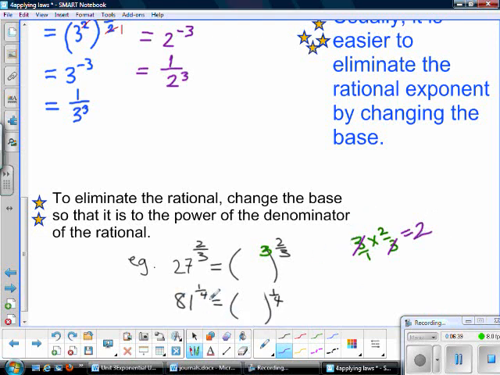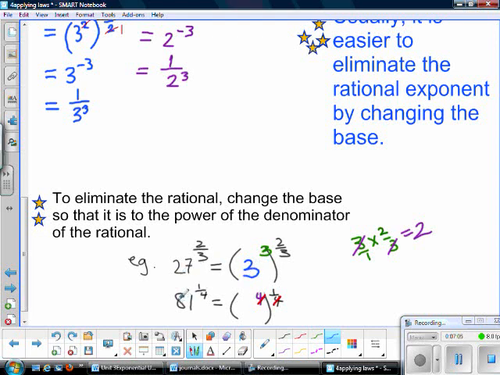So the same thing is true here. What do I want to change 81, the base, to, so it's to the power of 4? Because if it's to the power of 4, I can cancel out the 4's and it makes life easy. So 27, something to the power of 3 equals 27. Well, hopefully you recognize that 3 cubed is the same as 27.